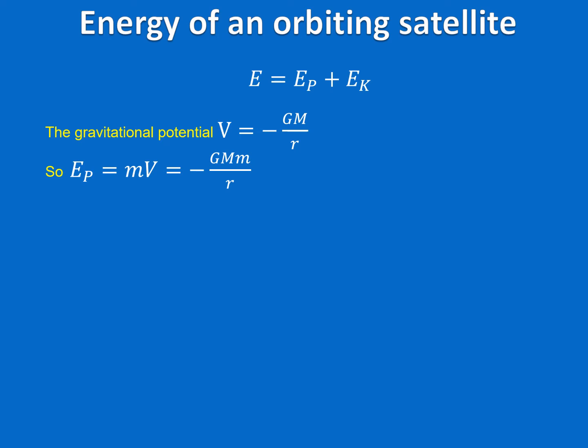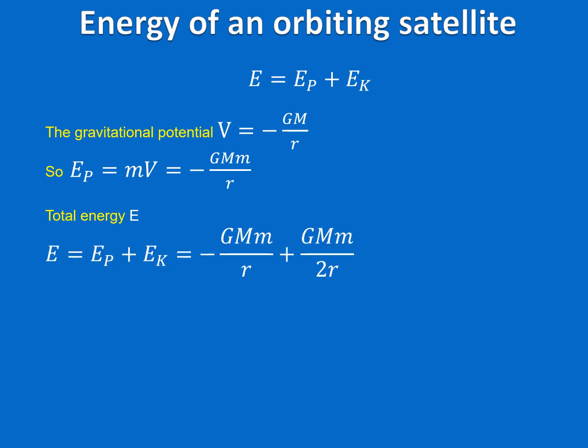So minus GMm over r. So the total energy would be to add the potential plus the kinetic. So if we add those two together, that gives us the total energy of the system. If we need to add them together, they both need to have the same denominator, so they both need to be over 2r. Adding those two together gives us the total energy as minus GMm over 2r.